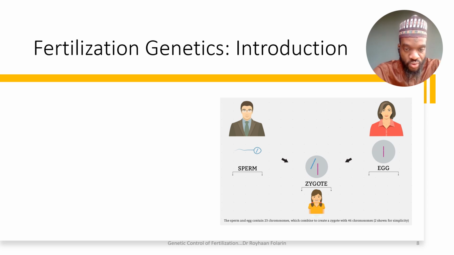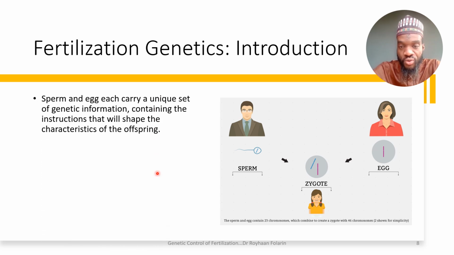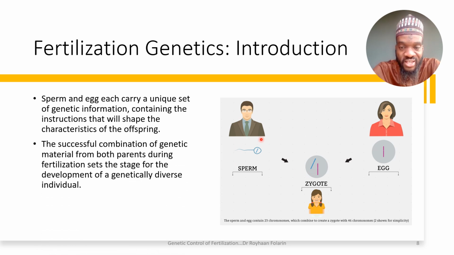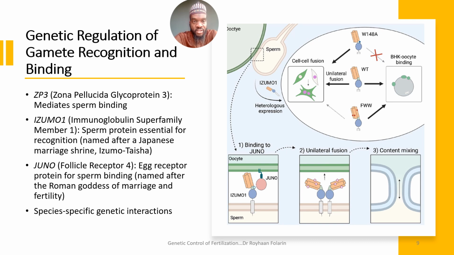So let's dive in now into the genetics of fertilization. So here you have the father and the mother, right? And then you have the sperm coming from the male, you have the egg coming from the female, coming together to give the zygote that would become the child. So the sperm and egg each carry a unique set of genetic information which contains the instructions that will shape the characteristics of the offspring. And the successful combination of material from both parents during fertilization is what sets the stage for the development of a genetically diverse individual. Now let's get into it.